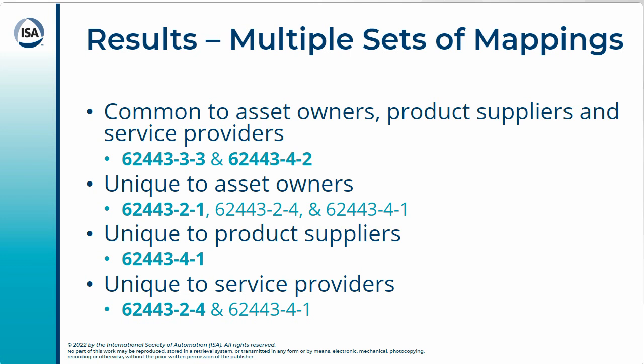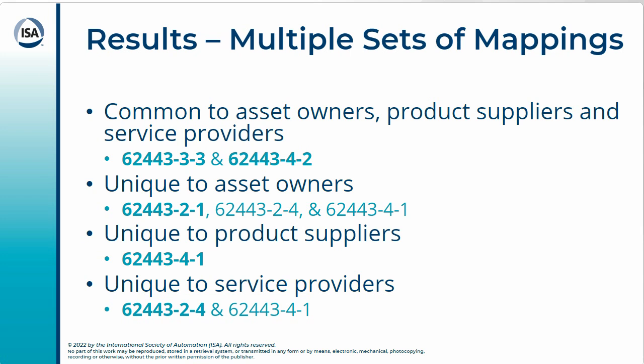And then we had unique mappings to product suppliers. And of course, since we've already got the technical requirements for product suppliers in 4.2, this one was mostly considered to be the policy and procedure types of requirements for product suppliers.